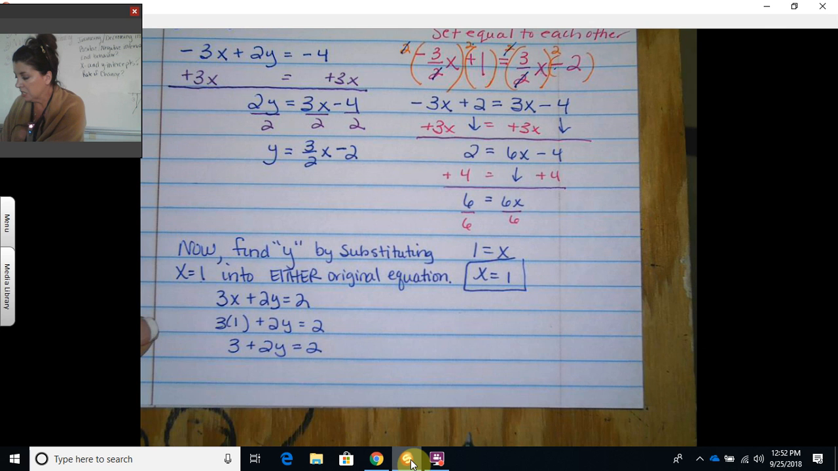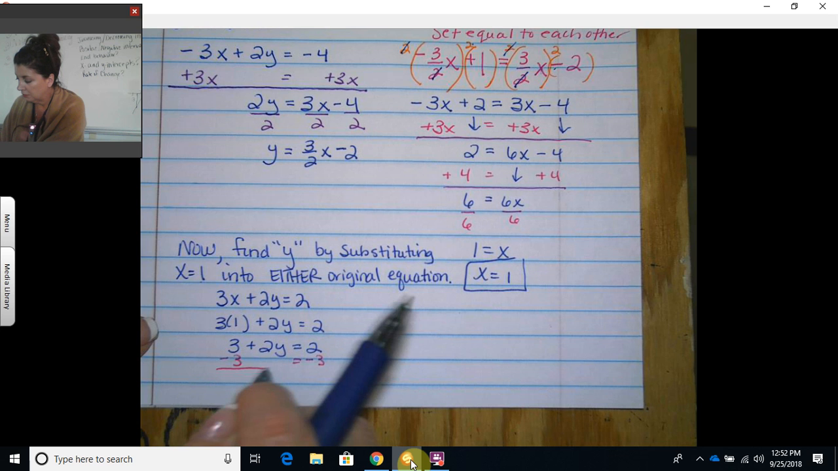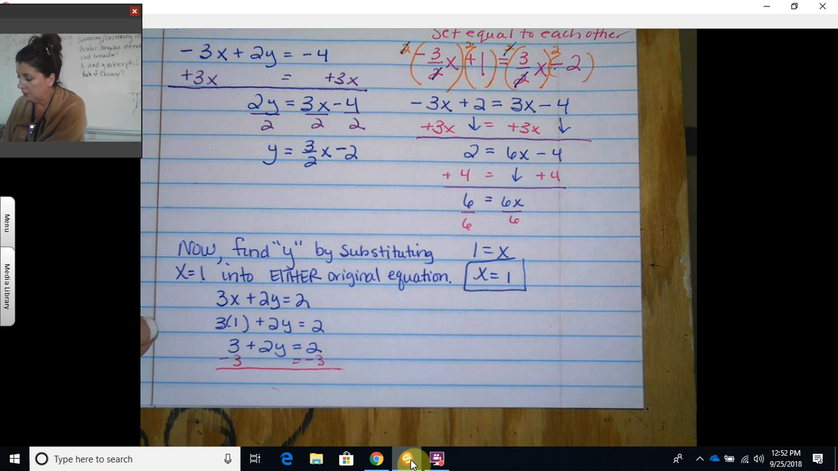I want to solve for y, so now I should subtract 3 from both sides of the equation. 3 minus 3 is 0. Bring down 2y equals 2 minus 3 is negative 1. Divide by 2, and y equals negative 1/2.